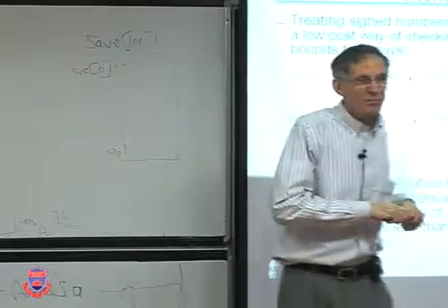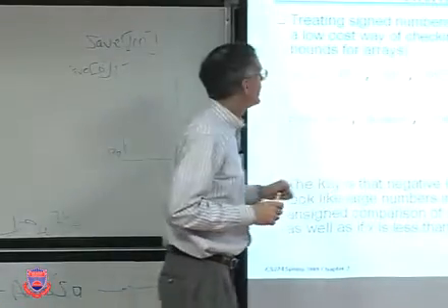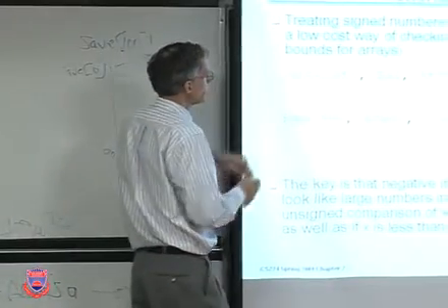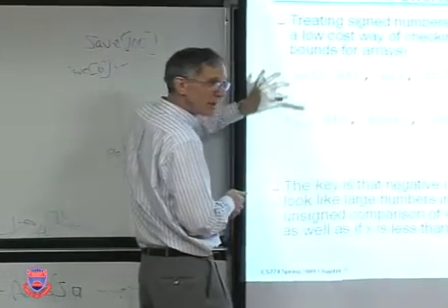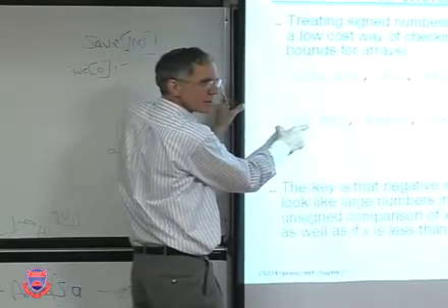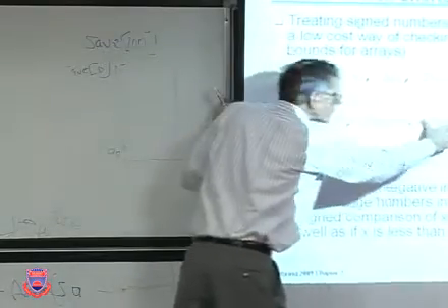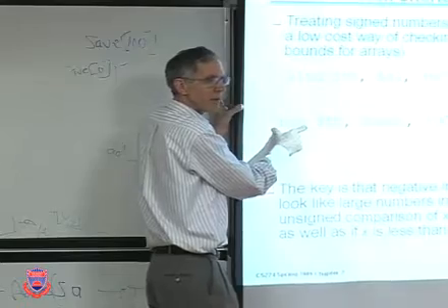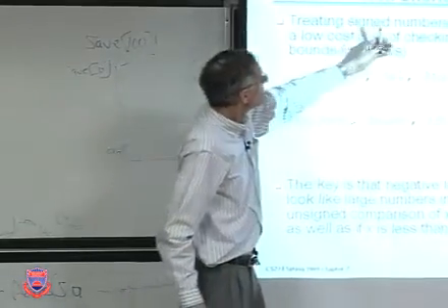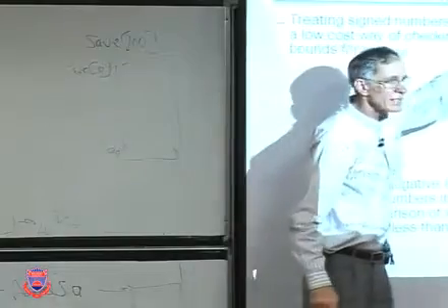You know what? Optimizing compilers are a lot smarter than that. They say, let's do it with one test. Now watch the one test. SLTU followed by BEQ. How many tests is that? Oh, it's one. It's one test. We go to out of bounds if we fail this test. How did we do it with one test? We used signed numbers as if they were unsigned numbers.